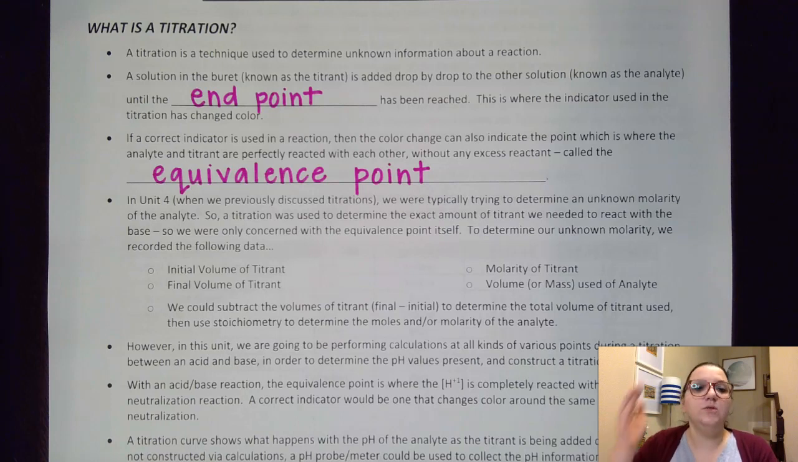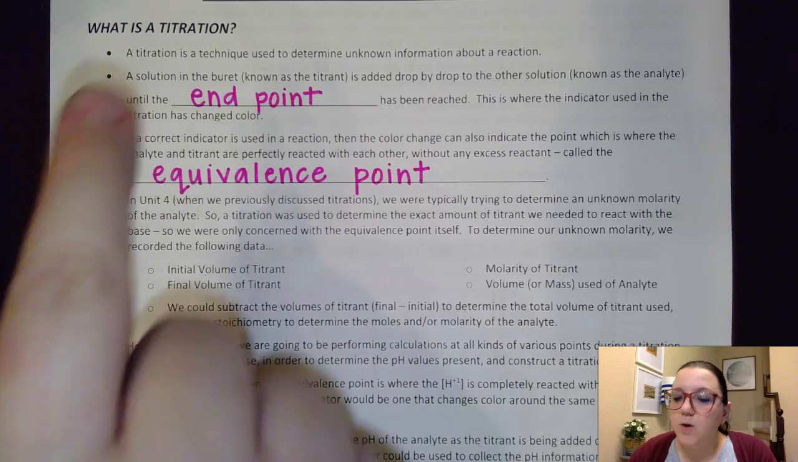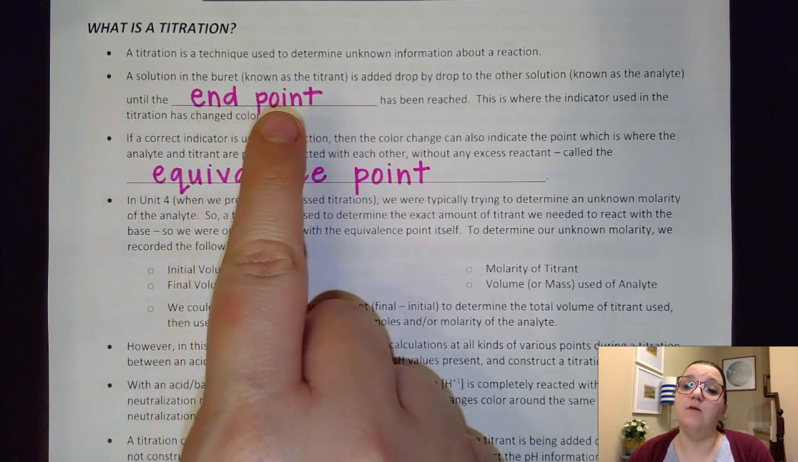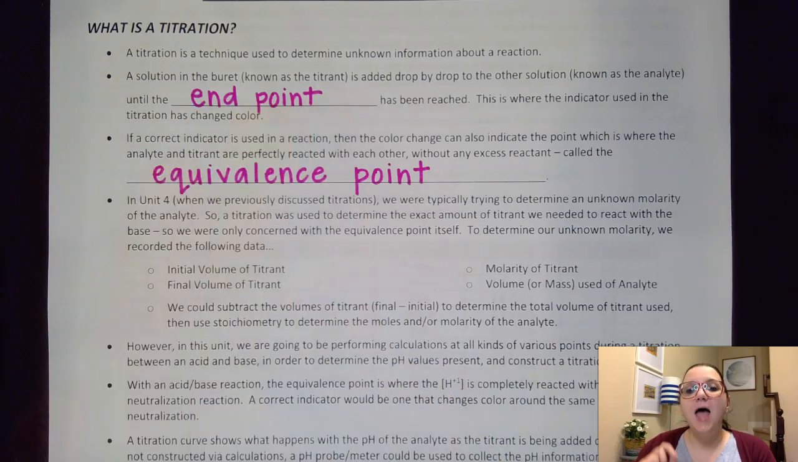And so we'll add those two together drop by drop until we reach what is called the end point of a titration. Now, the end point is where whatever indicator we have used in our reaction changes color. So the end point is tied to a color change in the titration.